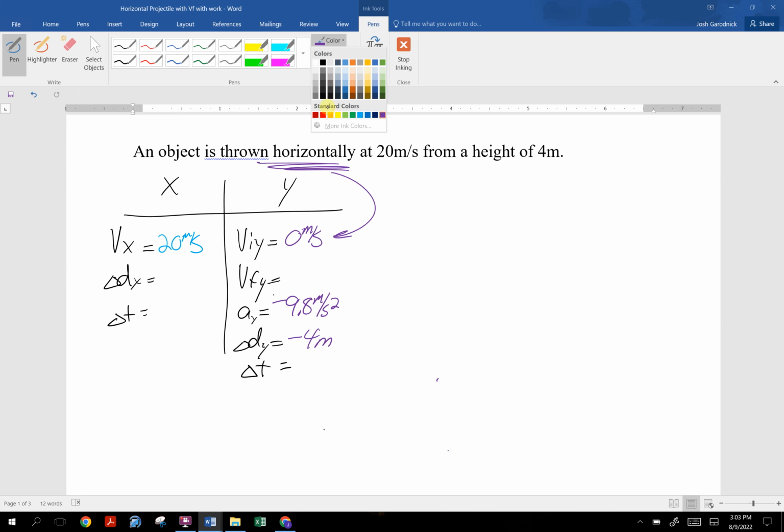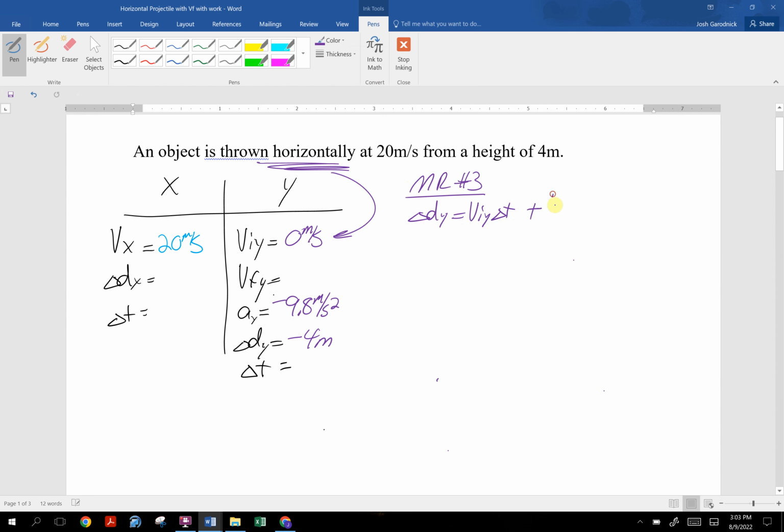Clearly, in the x-axis, right now, we can't do anything because we only have one variable. In the y, however, as hopefully you're getting more familiar with, we basically only have one choice. Math rep 3: Viy delta t plus 1/2 ay delta t squared. And you know what's nice? The initial vertical velocity is 0. That whole term goes away. So we have negative 4 meters equals 1/2 times negative 9.8 meters per second squared times time squared.